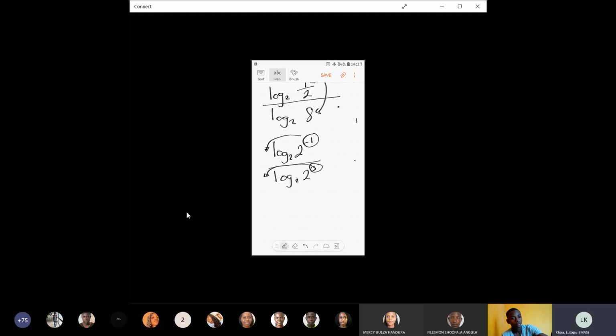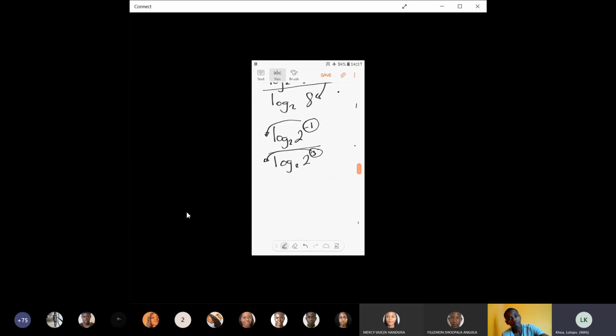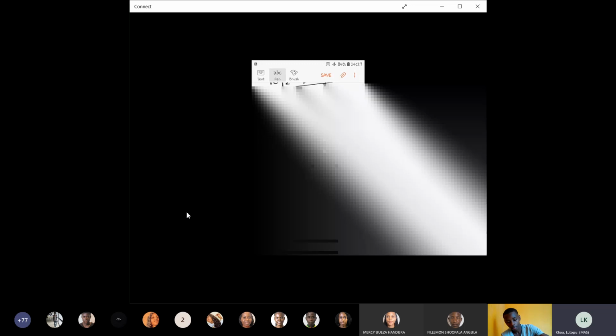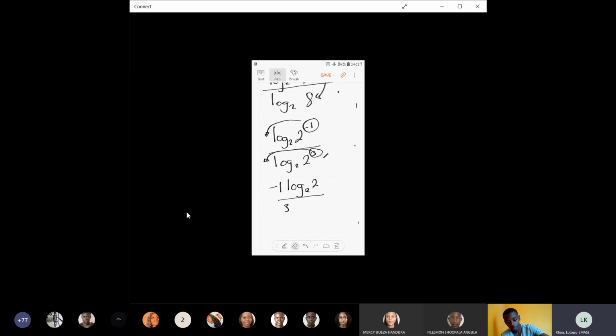Okay, so notice everything I am doing, I am using a law. I'm saying with this law, this is what it says. So do not do anything if you do not know that there is a law that says you can do that. So the -1 comes down, then I have log base 2 of 2, and then the 3 over here comes down, then I have 3 log base 2 of 2.